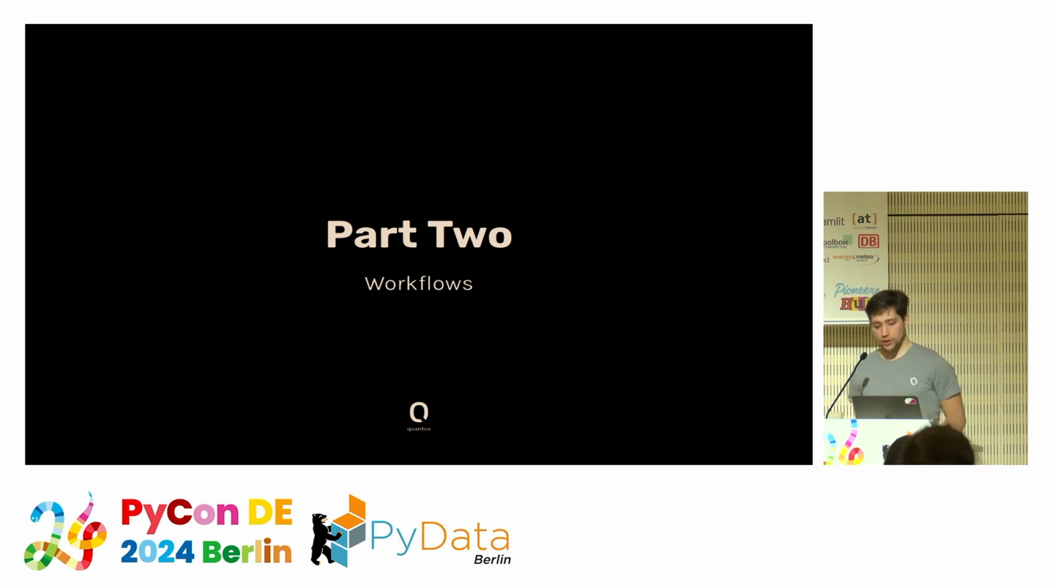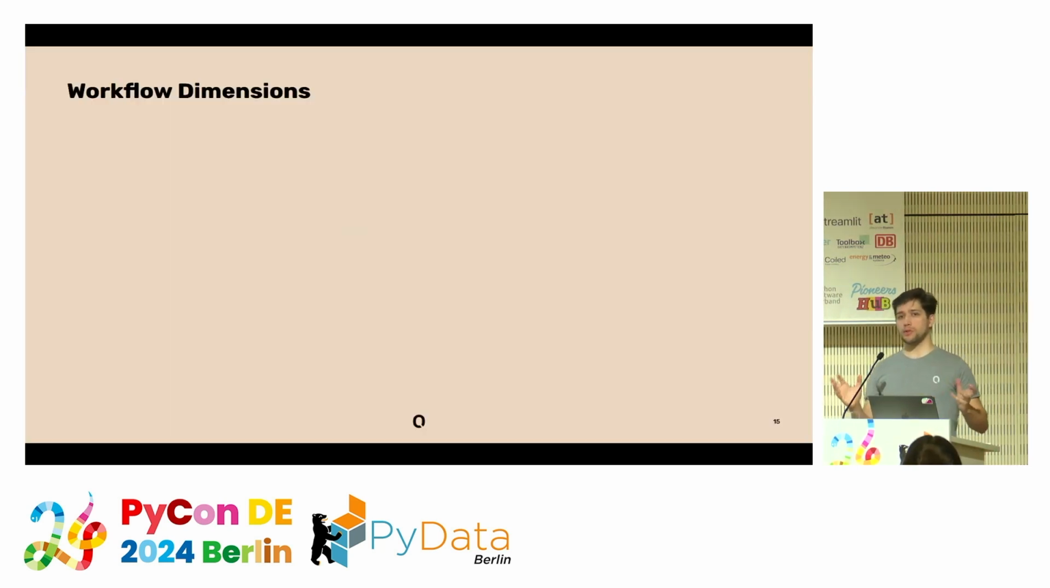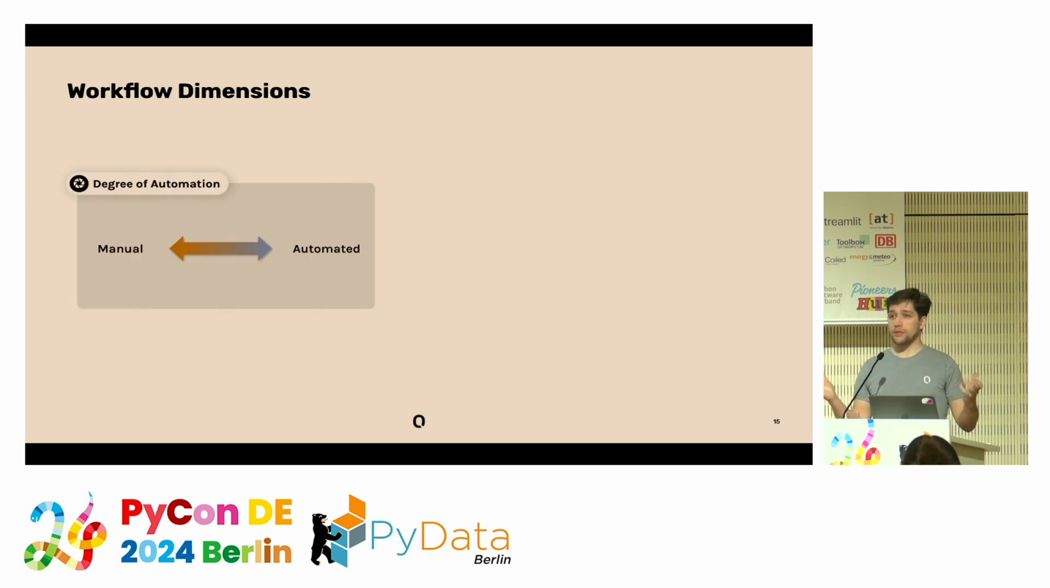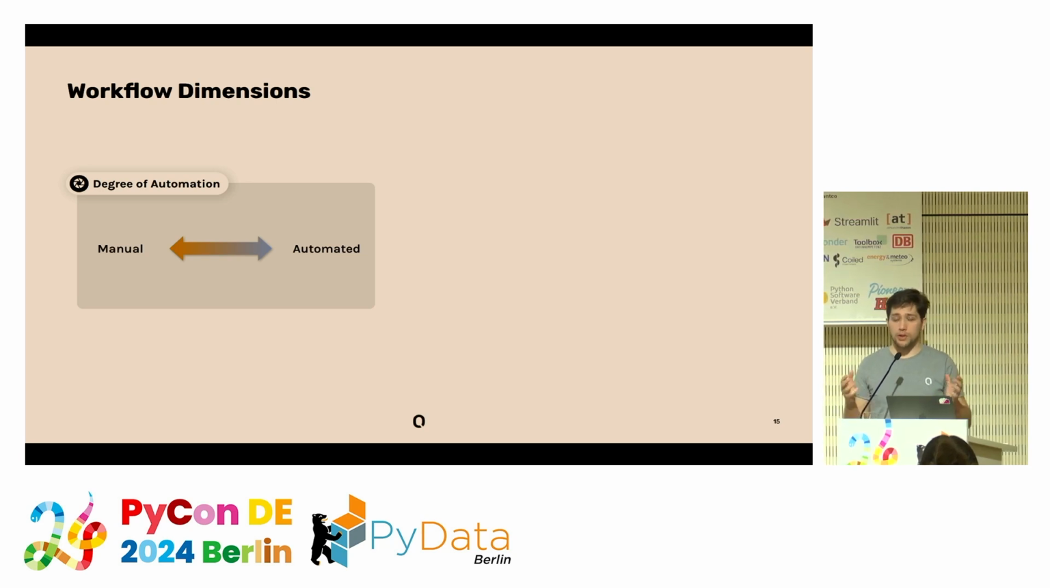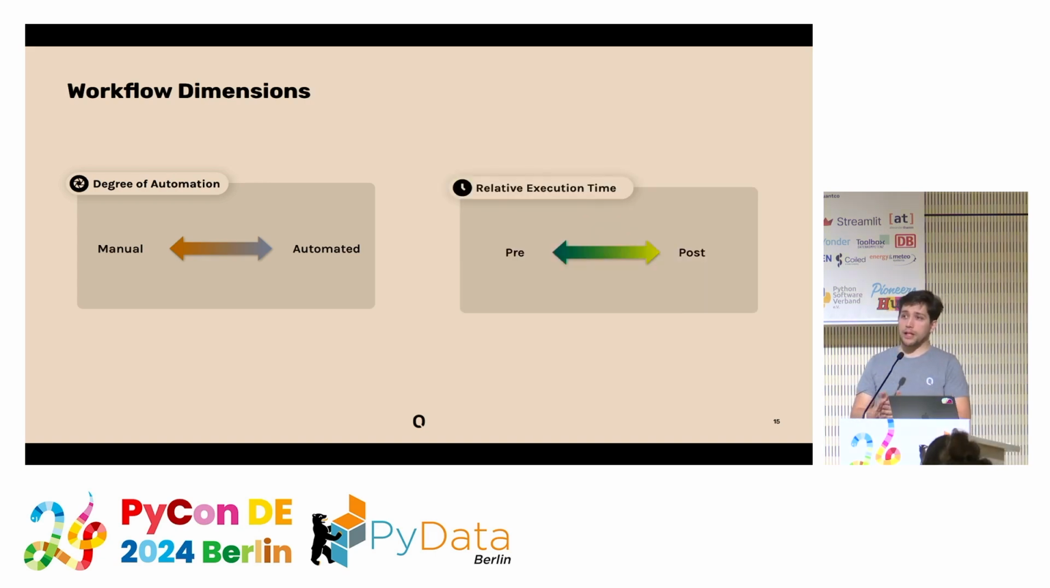Yes, so after we saw now about contracts and interfaces, I'm going to talk about workflows. And when we think about workflows, we can see them in two dimensions. The first dimension is the degree of automation that a workflow or particular tasks in a workflow can have, that they can go from something very manual to something completely automated. The other dimension or degree of freedom that you can have in a workflow is, I call it relative execution time, which means basically when this task or part of a workflow is executed from the point of view of when you decide to go to production, when you decide to deploy.